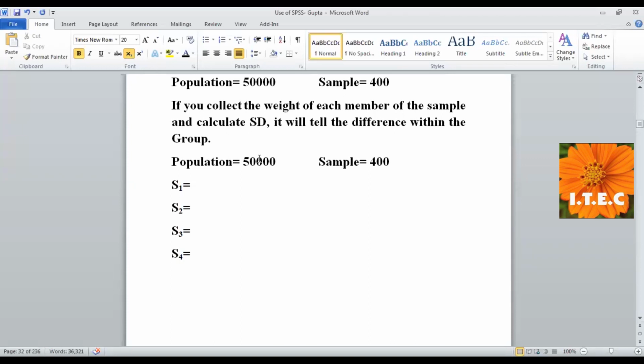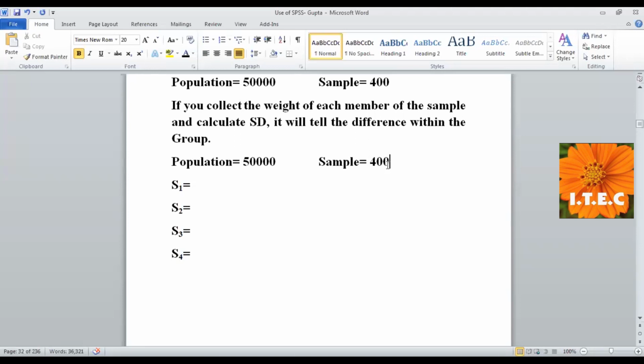And if you do not include the 400, then the probability of selection will be different. So this is called replacement. So you are taking the sample with replacement, not without replacement.